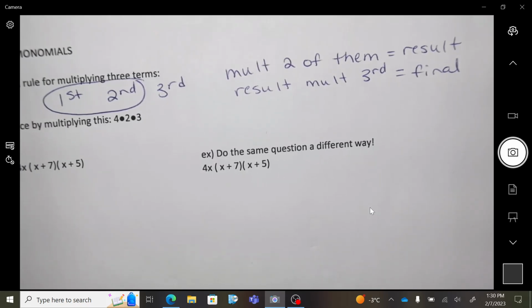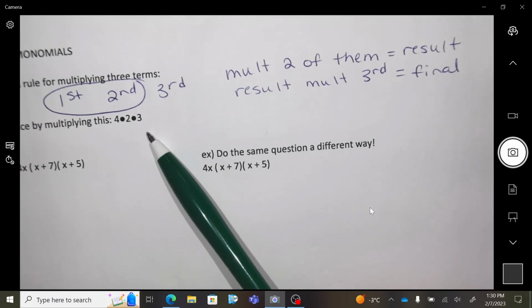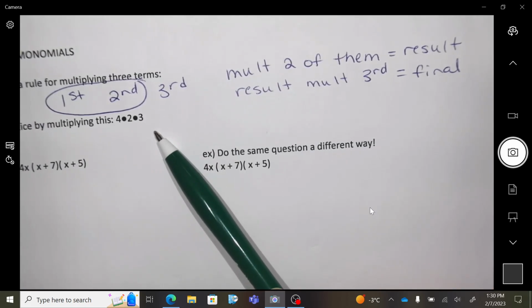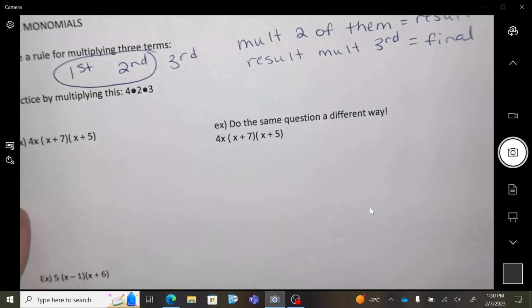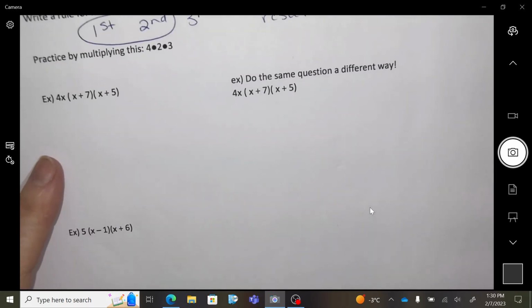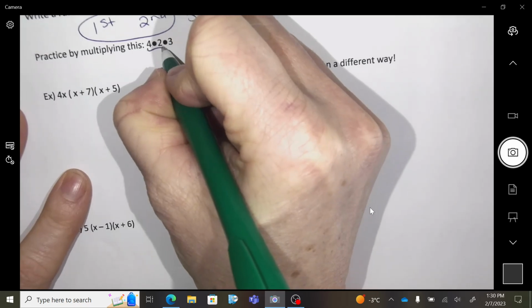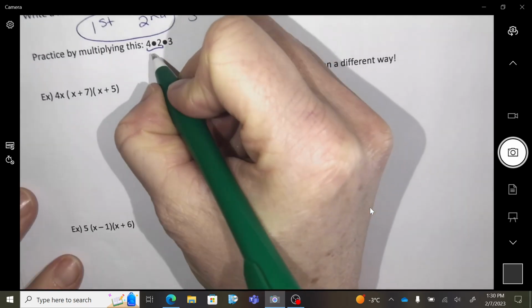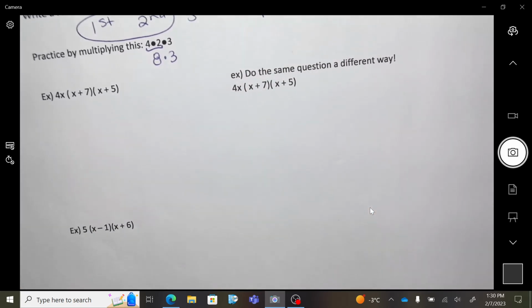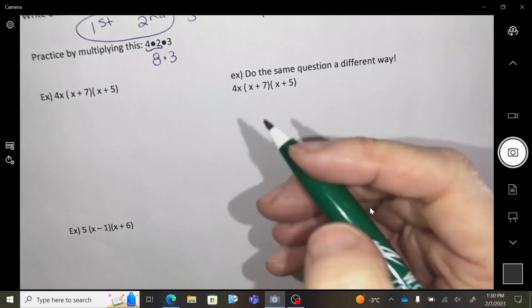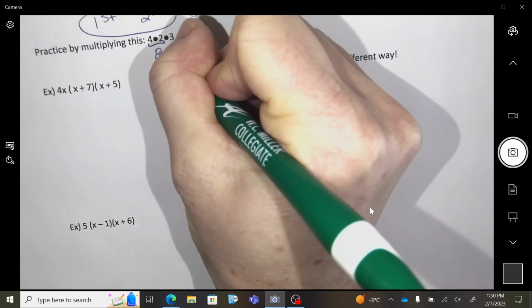Okay, so I gave you a very simple example of 4 times 2 times 3. Let's just pick 2 of them. It doesn't matter which 2 you pick because multiply, multiply, multiply, BEDMAS doesn't matter anymore. Which 2 do you want to do? 4 and 2. Okay, so 4 times 2 is 8. Then that's the result of that. Now I'll times it by the 3rd thing, making 24.